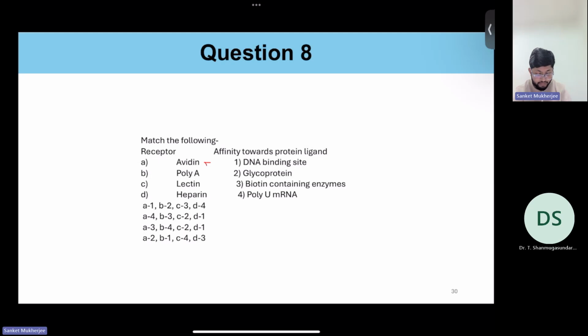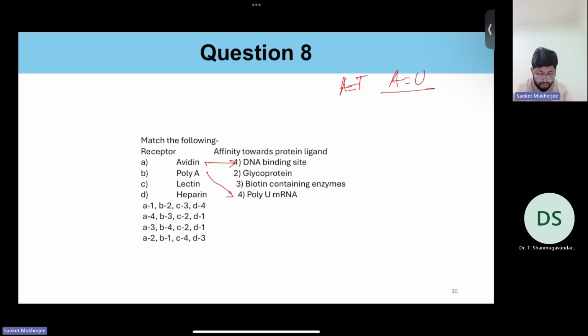If the receptor is poly A, it should bind with poly U, right? Poly U mRNA. Isn't it? Oh, because A's and T's are complementary to each other, so A and U are also complementary to each other. So I think that would be the answer.